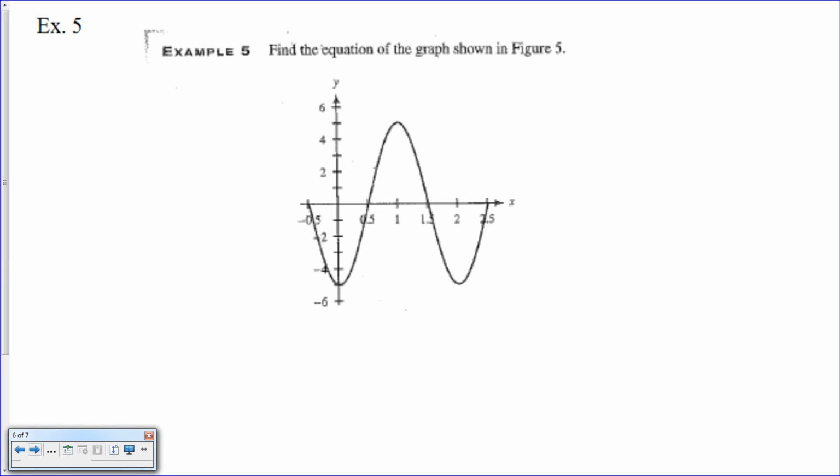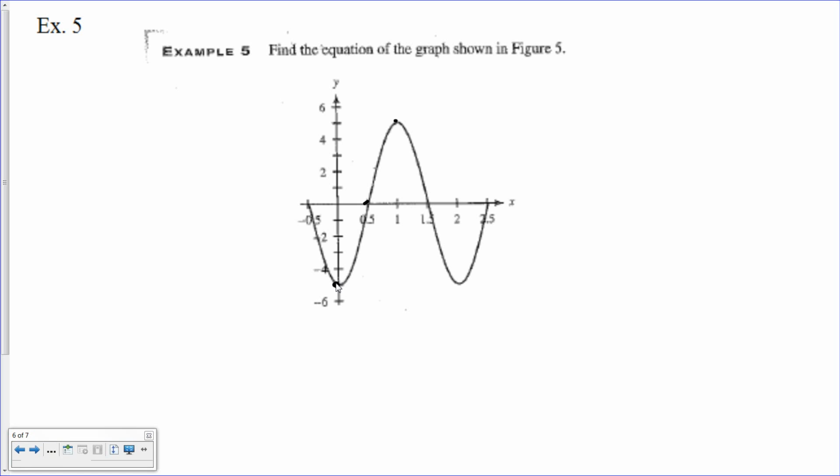Here's another graph, and we're going to go through the same procedure. The first thing I want to do is see if there's any phase shift. So you're looking at the y-axis, and you're thinking to yourself, does it match up perfectly with sine, negative sine, cosine, or negative cosine? And the answer is, I start low and go up high, and my starting point is right on the y-axis.